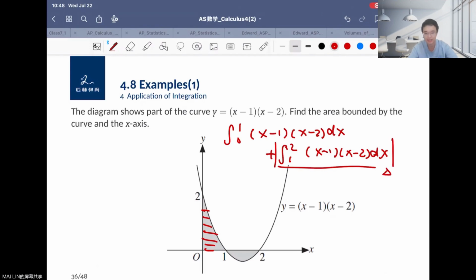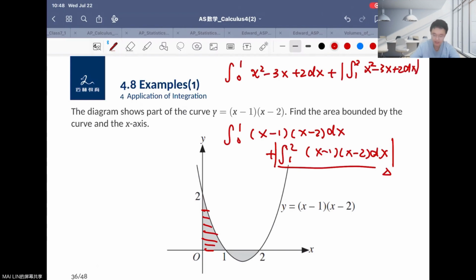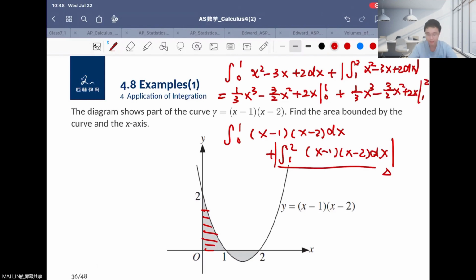But remember that this is a negative part, so we have to add a modulus here, okay? That is it. So for the first part, we calculate the integration from 0 to 1, x squared minus 3x plus 2 dx, right? And then for the second part, we set the modulus of 1 to 2, x squared minus 3x plus 2 dx, right? That is it. So for this part it is 1/3 x cubed minus 3 over 2 x squared plus 2x from 0 to 1, right? And this part is 1/3 x cubed minus 3 over 2 x squared plus 2x from 1 to 2, right?